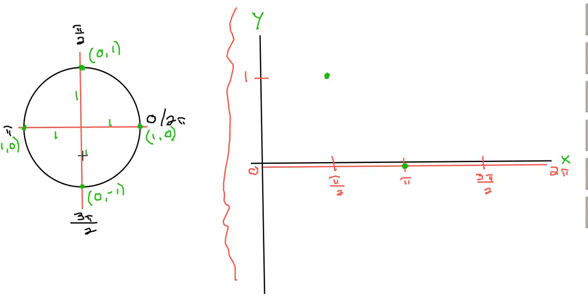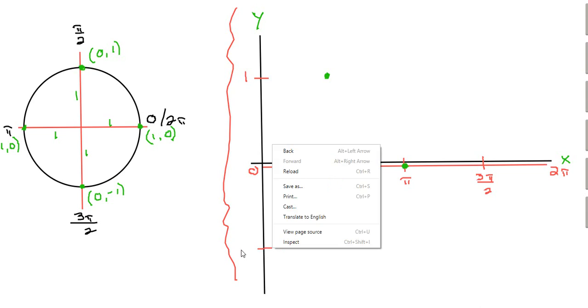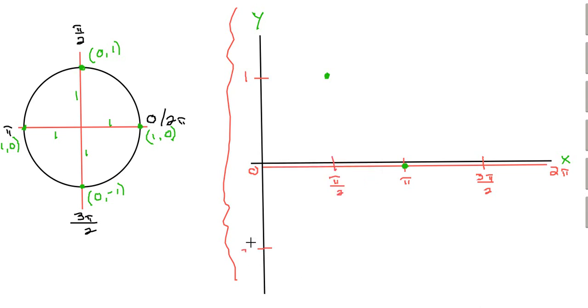Let's now take a look at 3 pi over 2 right here. Sine is again y over r. This time the y is a negative 1, the r is always 1. Negative 1 over 1 is negative 1. So at a distance along the x-axis of 3 pi over 2, I then have to go down negative 1, because that's what negative 1 over 1 equals. So I need to place a negative 1 down here. So it's going to be 3 pi over 2 to the right and then negative 1 down.